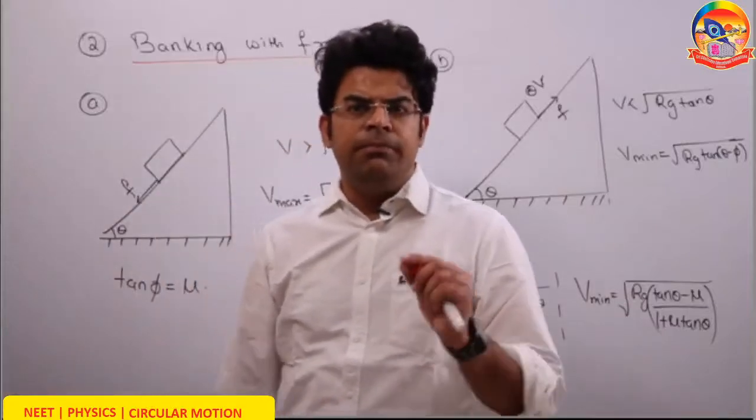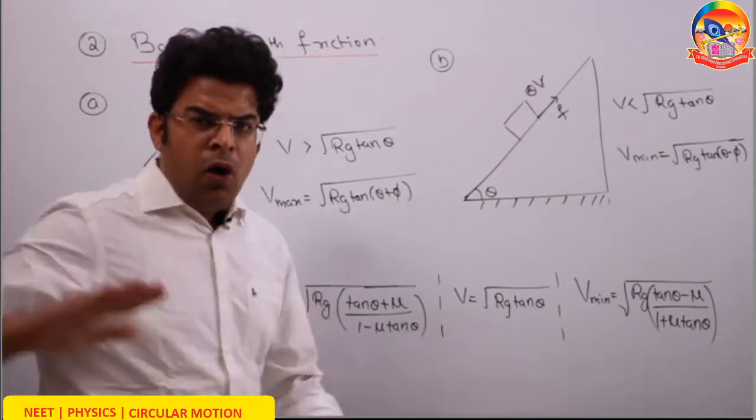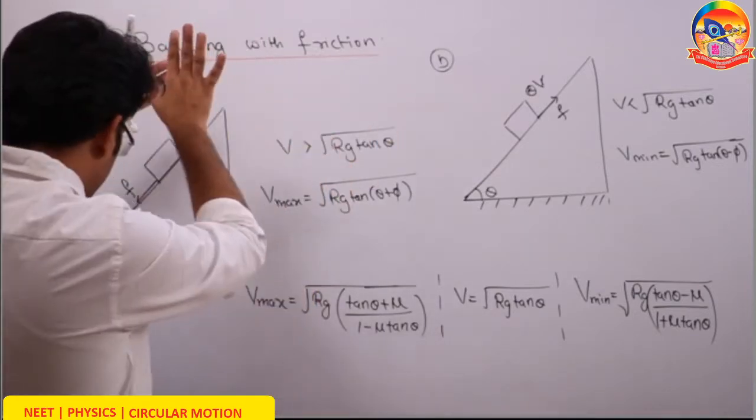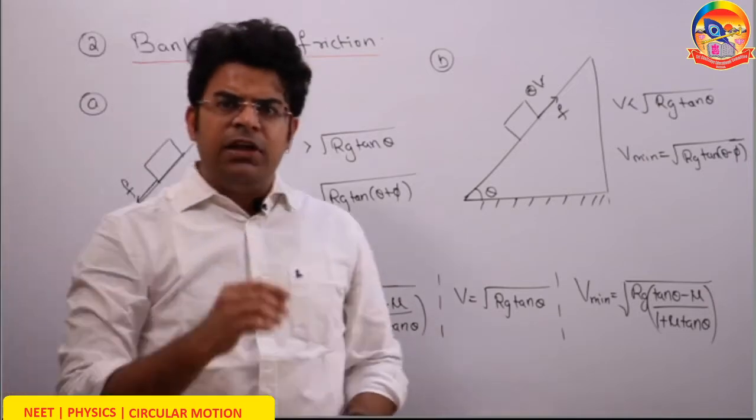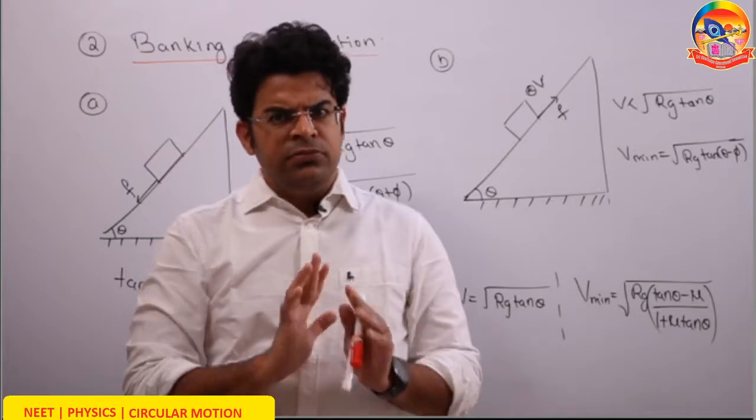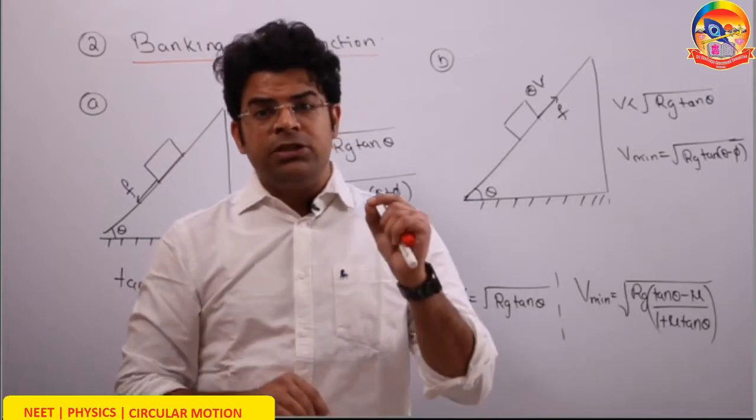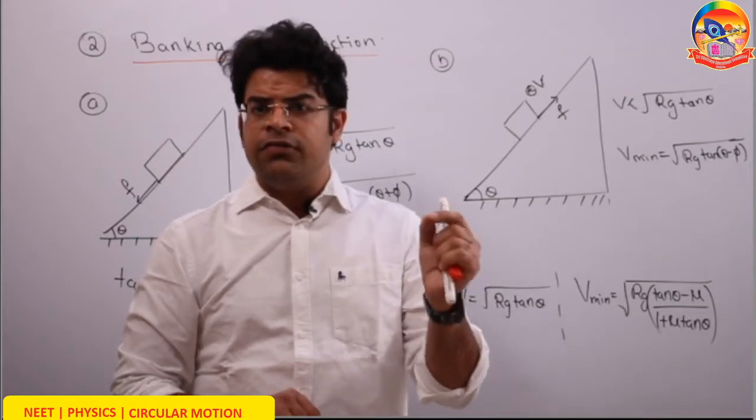Now we will see banking with friction. Now let's say the car is moving on this curved road and we are looking at the side profile. Now there can be two cases. If the speed v equals under root of rg tan theta, then no friction force acts. But if the speed is something other than under root of rg tan theta, then the friction force acts.